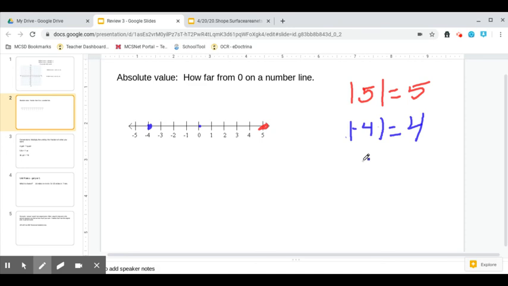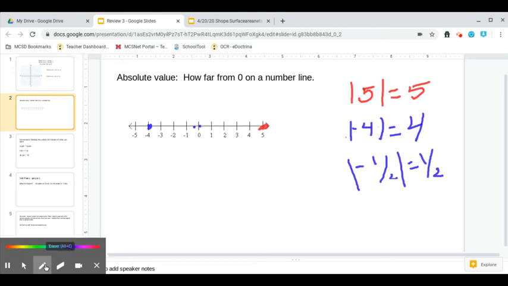If I have something like -1/2, how far from 0 is -1/2? Well, it is there. How far? It's 1/2 spot away. So it doesn't matter what's your number, it's still going to come out positive every single time. Okay, moving on.